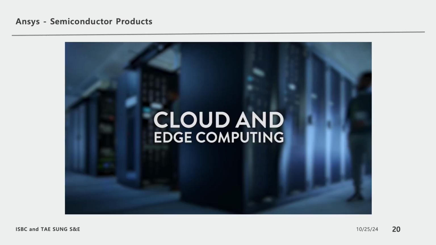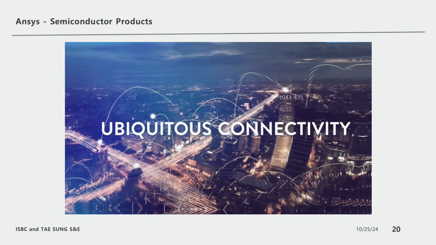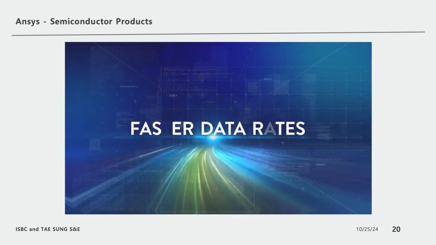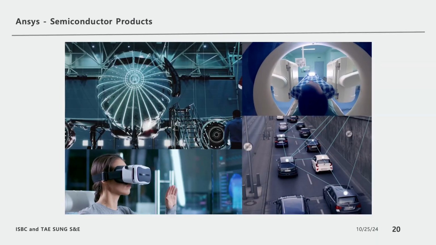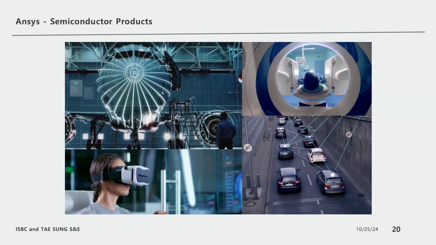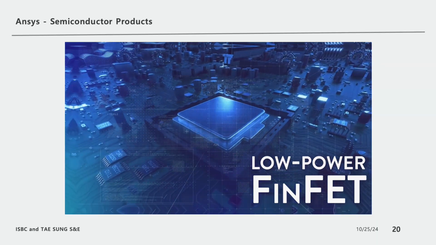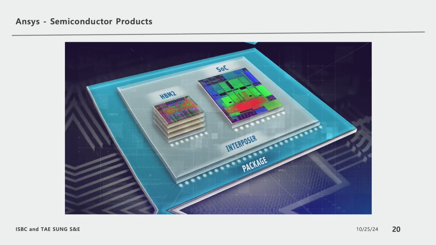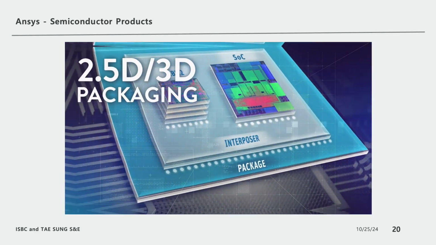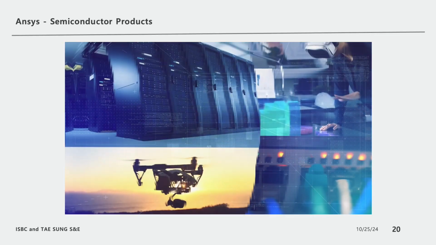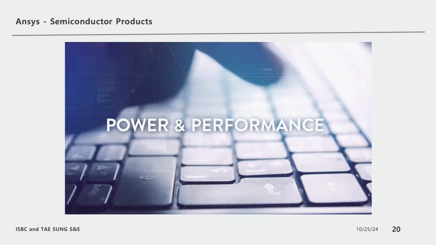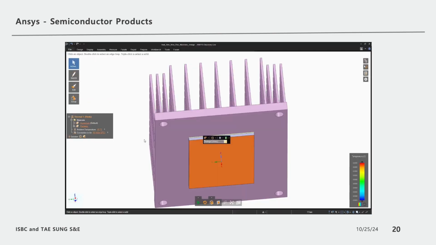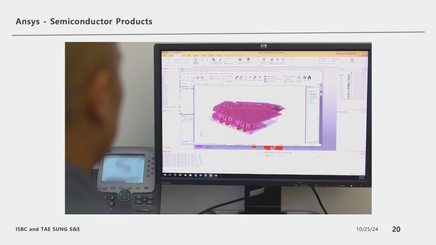A new era is upon us. Ubiquitous connectivity, low latency, and faster data rates are enabling transformational products. Products that will rely on advanced FinFET processes and 2.5D and 3D packaging technologies to meet the insatiable need for more compute power and performance. So how do you build transformational products?